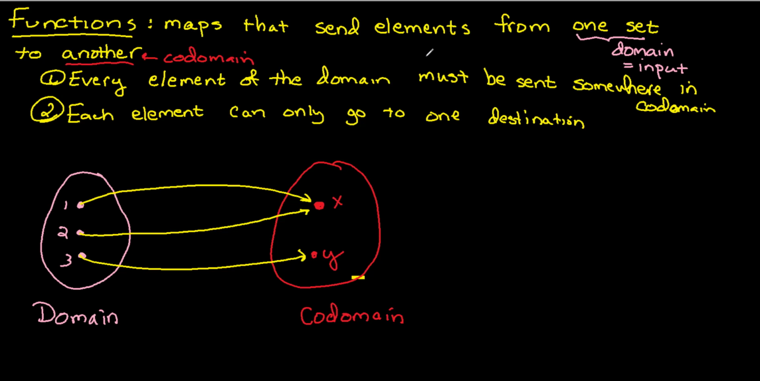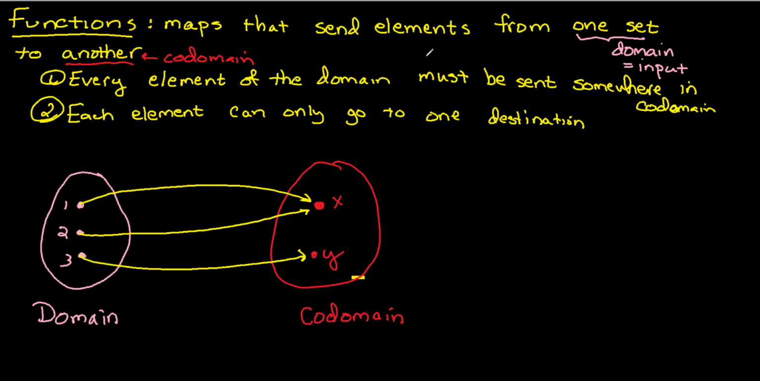Now, is this a function or not a function? Well, a function is a map. It's a rule that sends elements from the domain to the codomain. So far, so good. Let's check our 2 conditions. The first condition says that every element in the domain got sent somewhere. And that's true. Everybody, 1, 2, and 3, everybody got sent somewhere. We didn't leave anybody out. So that's good.